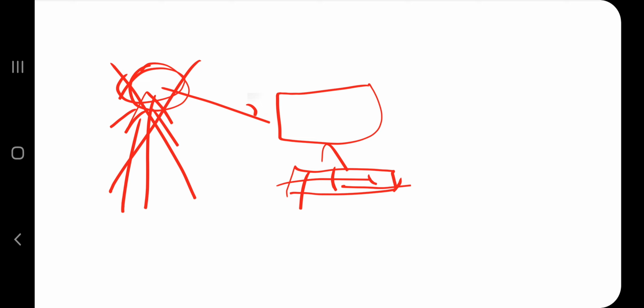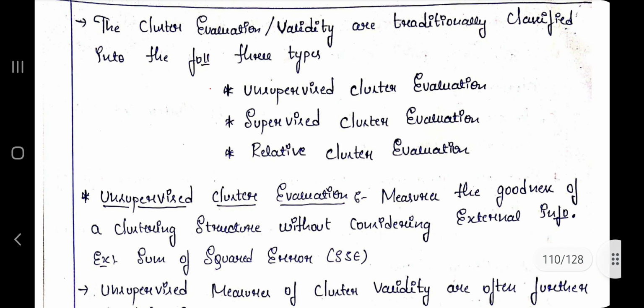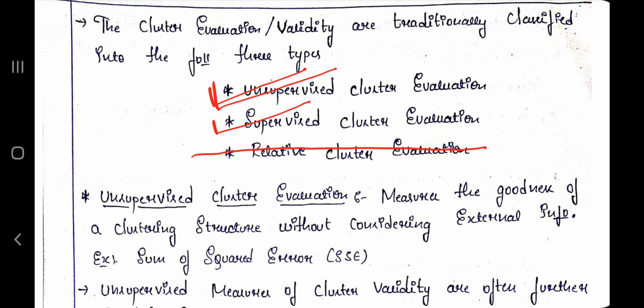So the third point you already got to know. Relative means just a small theory you need to write. It is a combination of unsupervised and supervised. So this is done, relative. Now we are concerned with what you need to write in unsupervised, and I will be telling you what you need to write in supervised.